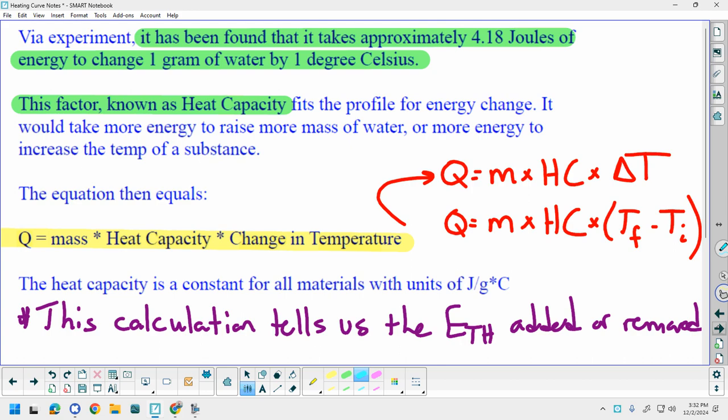Now again, since we're dealing with the energy required to change the temperature of a substance, this is telling us how much thermal energy is added or removed from a sample of matter to raise or lower its temperature. And we can tell the difference because if we're adding thermal energy, Q should be positive. And if we're taking energy out of a system, Q would be negative.